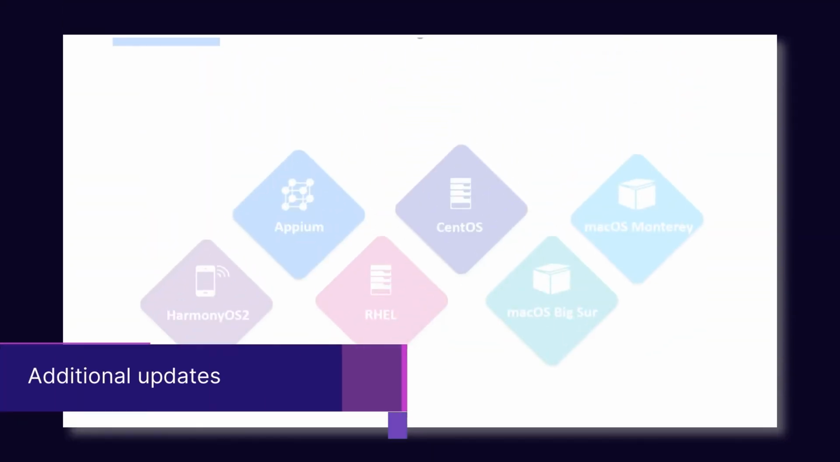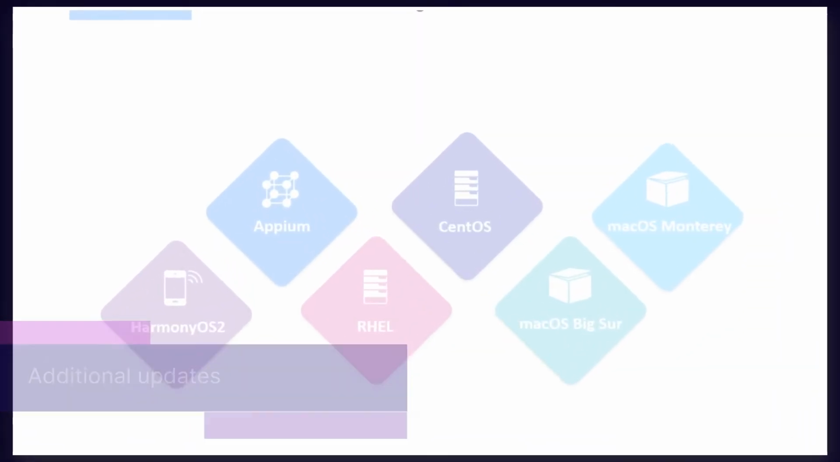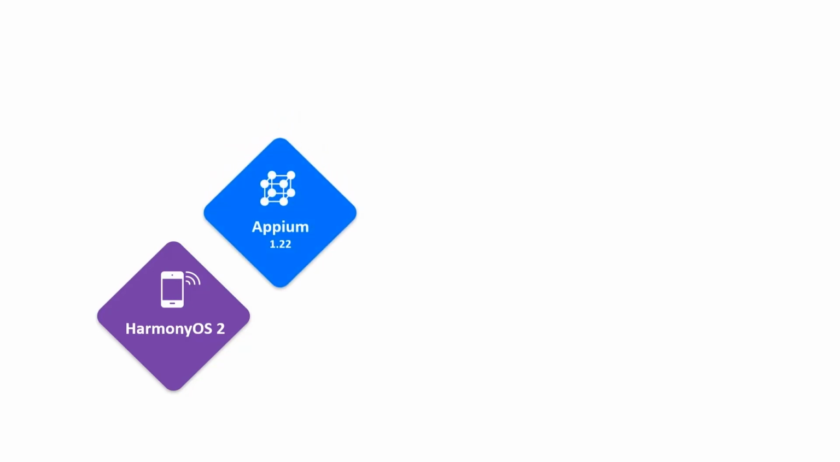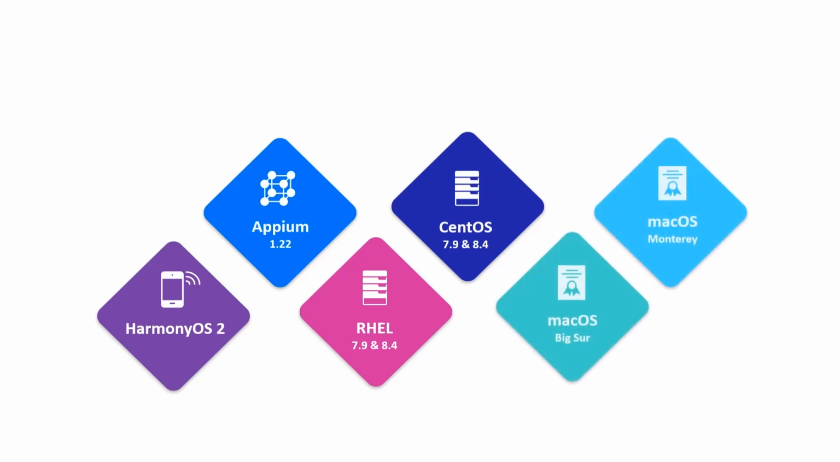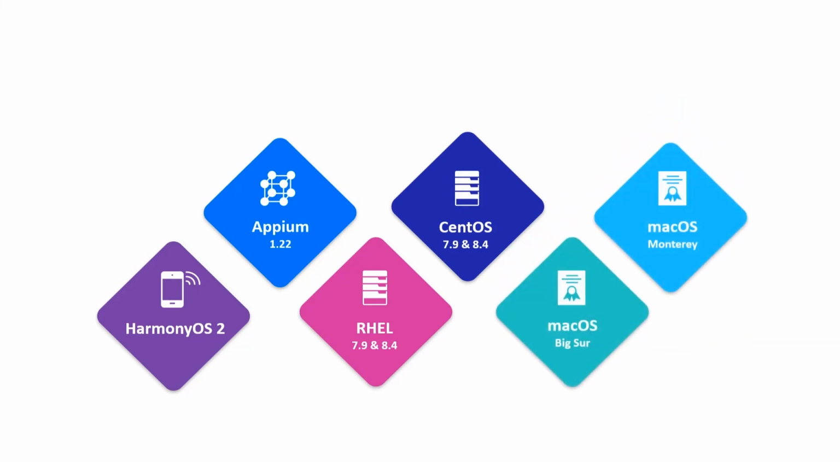And now to some additional updates. You can connect Harmony OS 2 devices to the lab and test your Android apps on them. The embedded Appium version was updated to version 1.22. This release includes support for CentOS and Red Hat Enterprise Linux 7.9 and 8.4 for the UFT Mobile server and connectors. Signing and connector machines now support macOS Big Sur and Monterey.